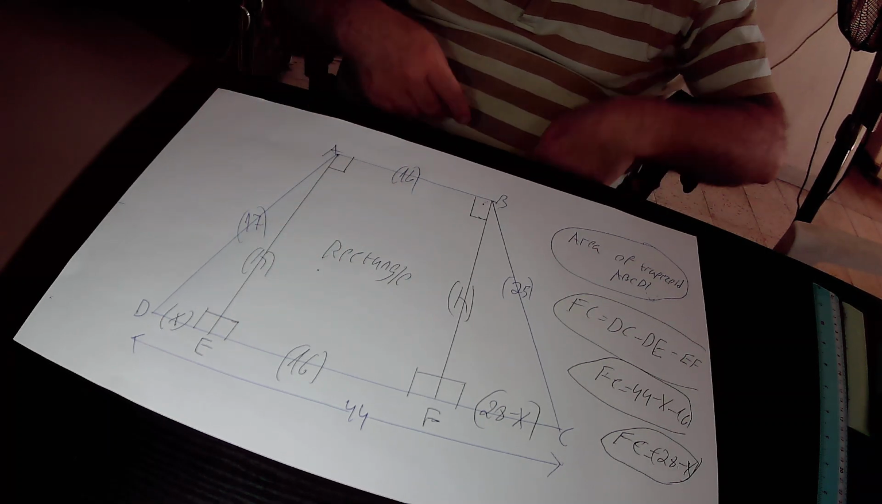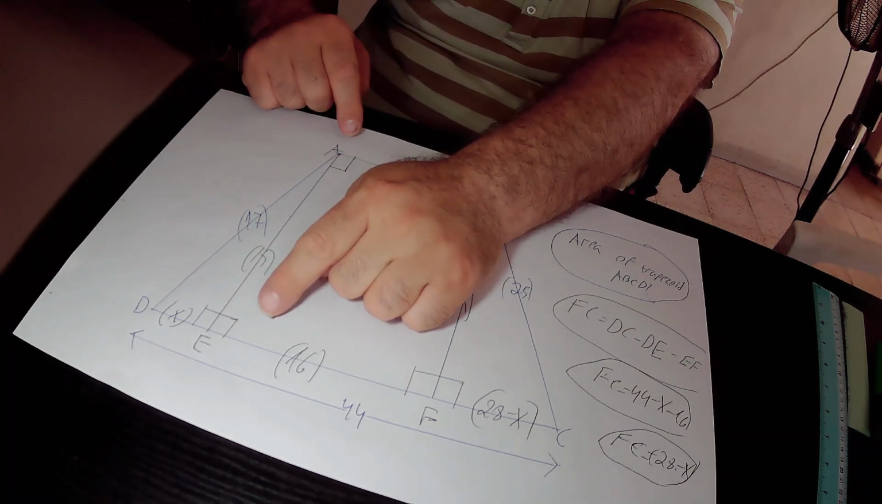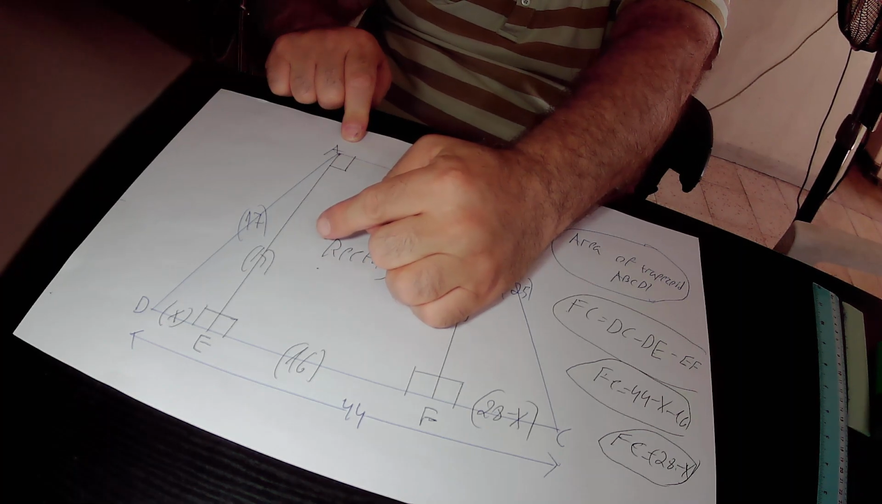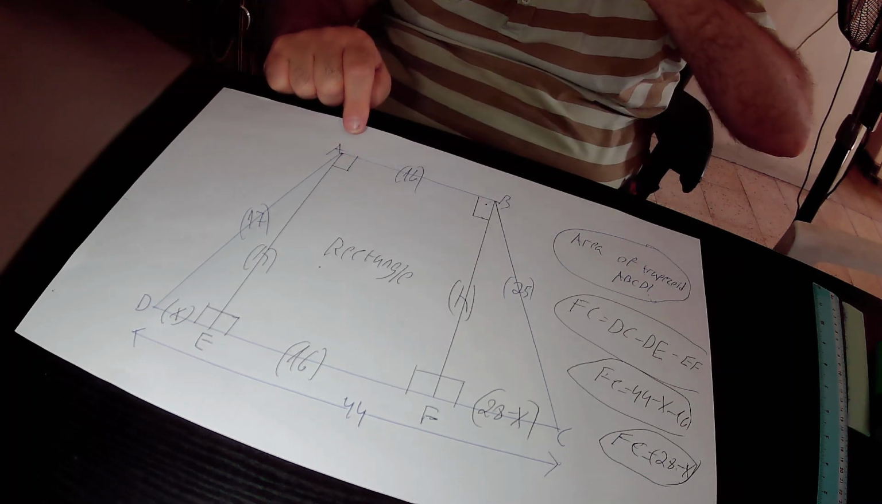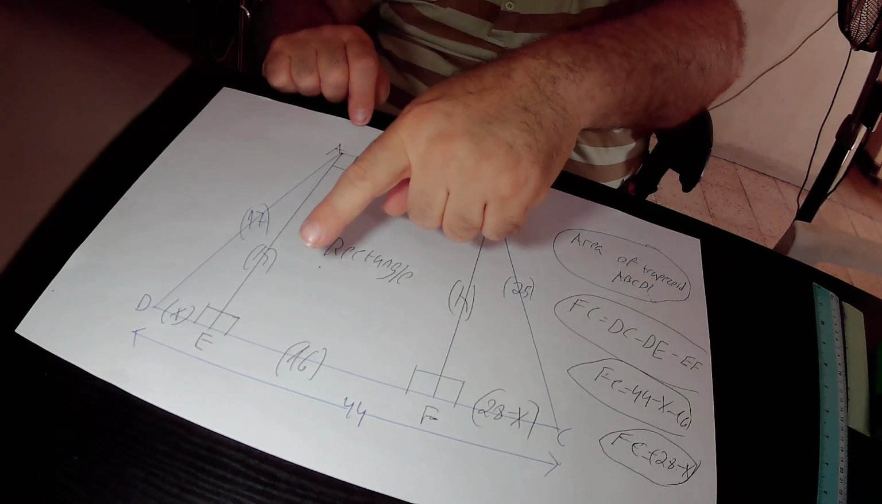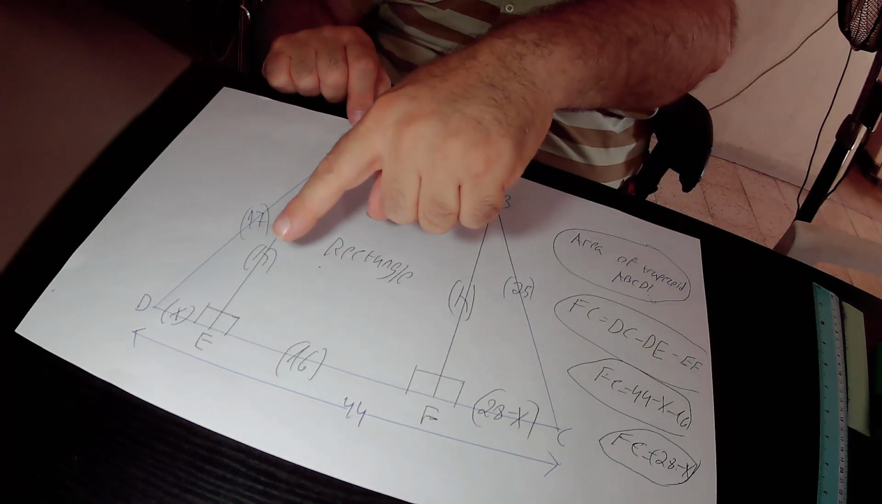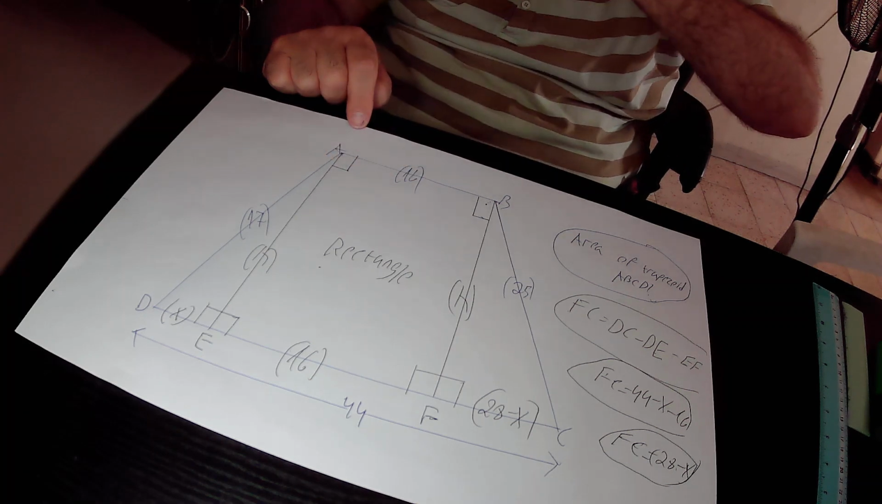In addition, we define the length of this line segment DE as x, and we define the length of this line segment AE as h. AE is also the height of trapezoid ABCD. Why is AE the height? Because AE creates 90 degrees with the base DC. Therefore, AE, which is equal to h, is also the height of trapezoid ABCD.